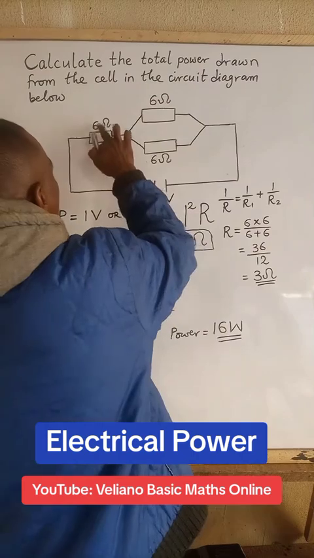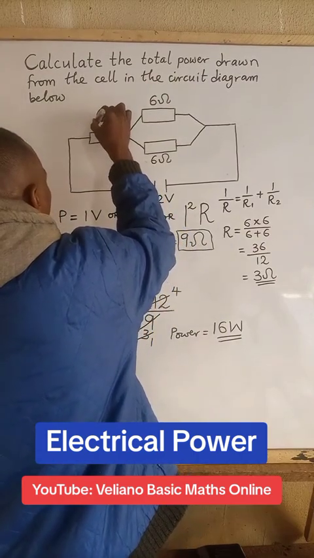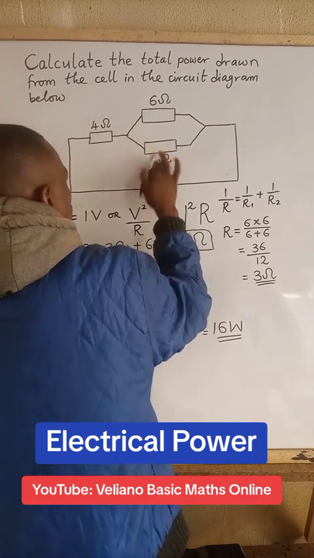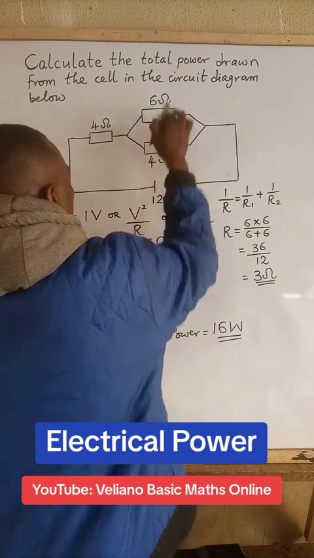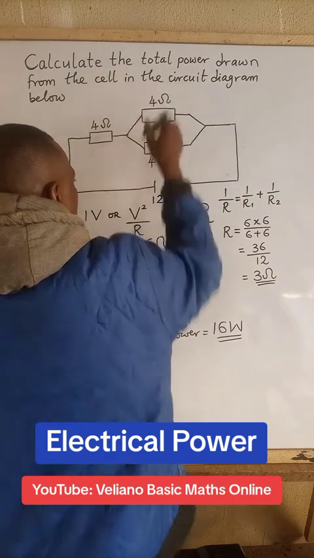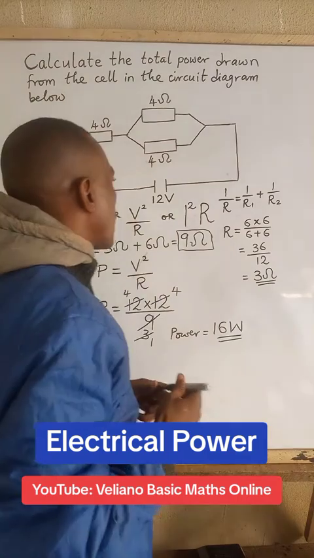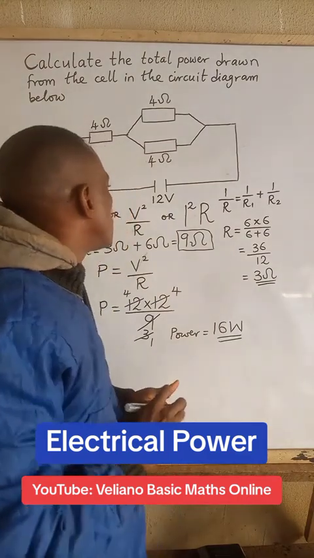But you can practice this. Let's just assume that it is no longer 6 ohms. That what we have here is 4, and what we have here as well is 4 also, and this place is 4, while the volt remains the same. Practice this and drop your answer in the comment section.